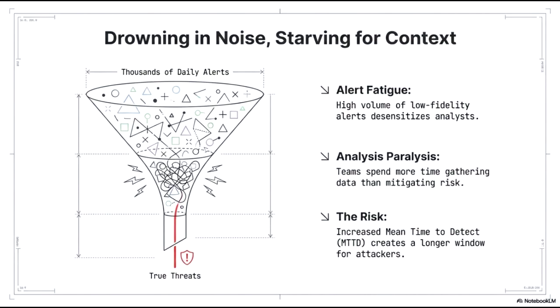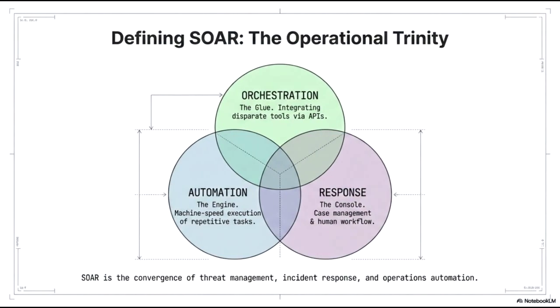First, we encounter alert fatigue, where the sheer volume of low-quality notifications desensitizes analysts, increasing the likelihood that a critical event will be missed. Second, teams suffer from analysis paralysis. They are forced to spend a disproportionate amount of time gathering and correlating data instead of actively mitigating risks. The ultimate consequence is a heightened organizational risk, an increased mean time to detect, or MTTD. This delay creates a dangerously long window for attackers to navigate our systems undetected, highlighting the urgent need for better signal-to-noise ratios.